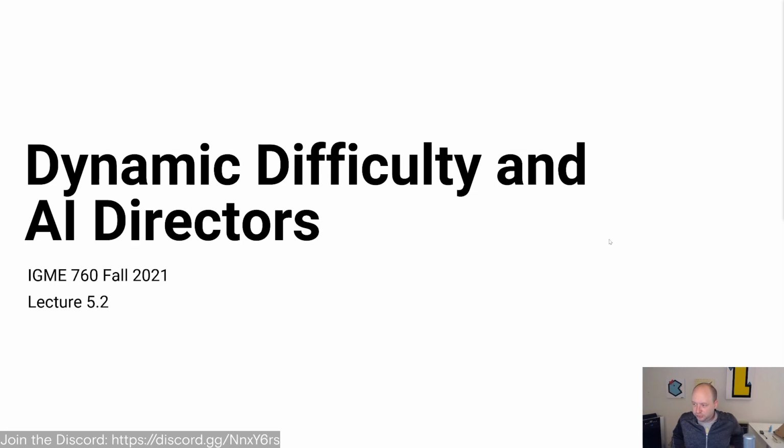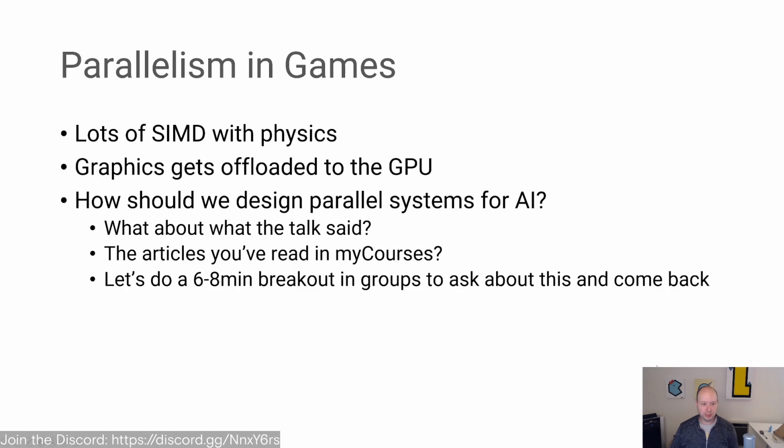All right, for the second lecture of the 5 subsection 2, we're going to talk a bit about dynamic difficulty and the concept of an AI director. Compared to the previous Bayes statistics lecture, that's going to be quite quick, so bear with me. But long story short, games have a lot of parallelism. We've got a lot of physics, SIMD, graphics gets offloaded to the GPU, so how do we design a parallel system for AI?